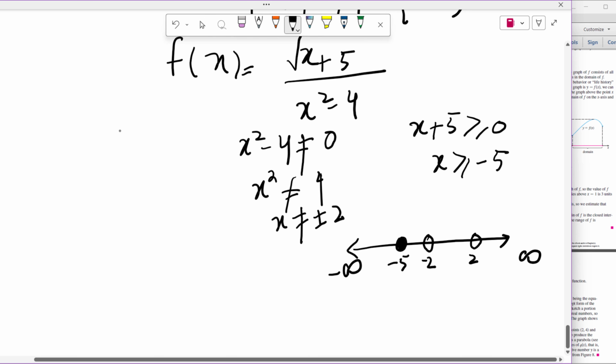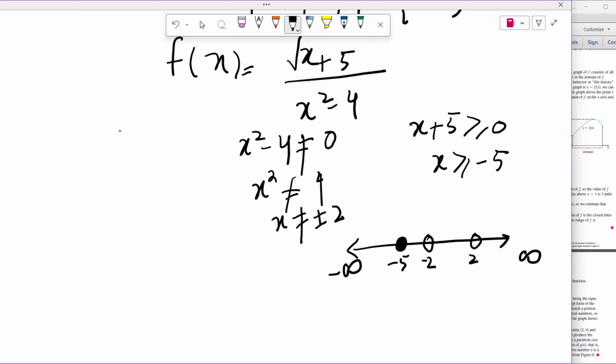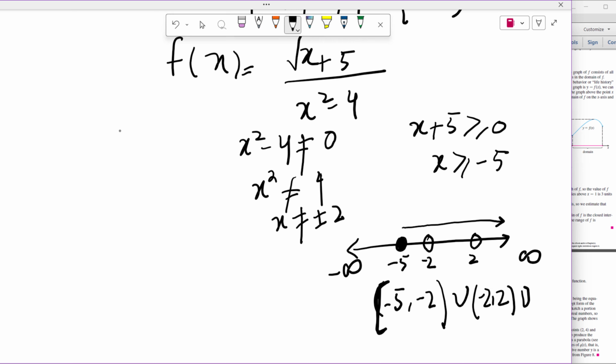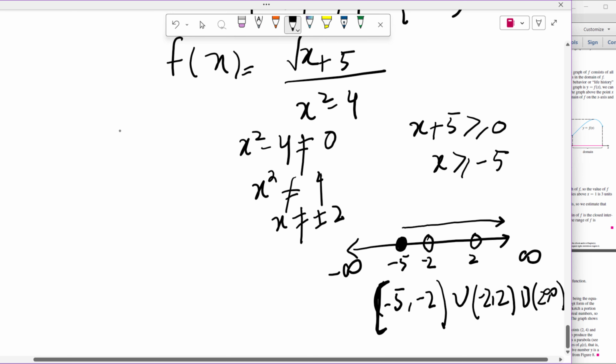So when I write the domain, x should be greater than or equal to minus 5, which means all the numbers including minus 5 and greater, so numbers from minus 5 to positive infinity. So when I write the domain, a square bracket for minus 5, minus 2 not included, and minus 2 to 2 also not included, and then 2 to positive infinity. So this is the domain of such a function.